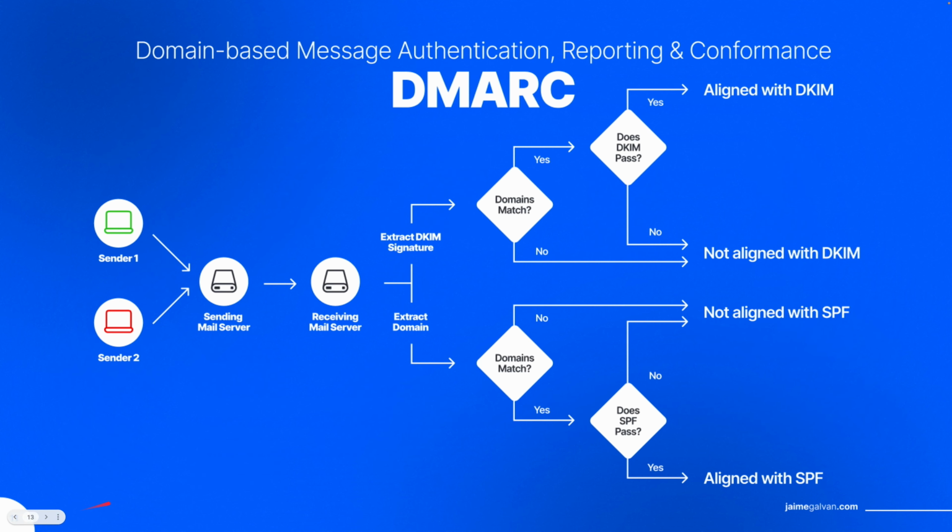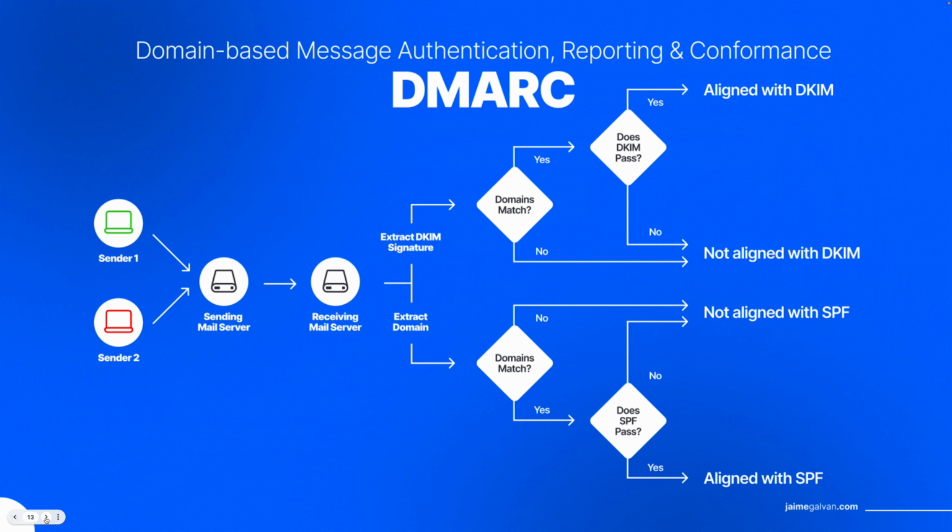And then once those are done, this is where DMARC comes in. You have your good sender and your bad sender, and then it's going to extract all that stuff, and then check if the domains match, and whether DKIM passes and whether SPF passes, and then you can see where these are aligned or not aligned. And this is what DMARC checks for.